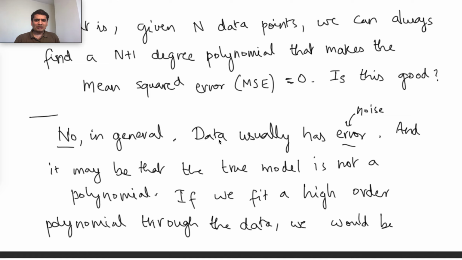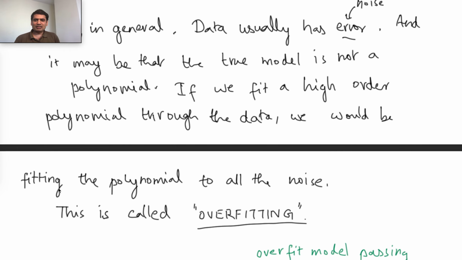It's not a good idea because data usually has error or noise. And it may be that the true model is actually not a polynomial. So if we fit a high order polynomial through the data, what we would be doing is basically fitting a polynomial through all the noise, which sounds like, at least superficially, a bad idea. This phenomenon is called overfitting. You have noisy data and you try to fit a model that tracks all the data that you have as well as possible, including potentially all the noise, and that's called overfitting.